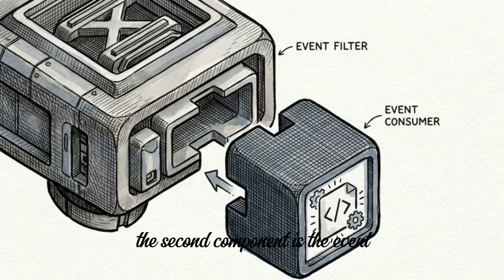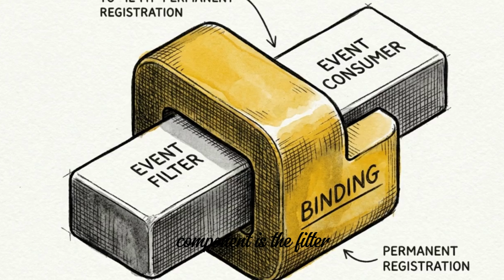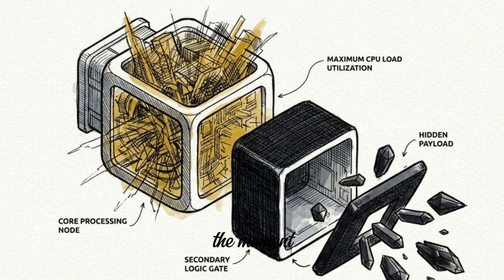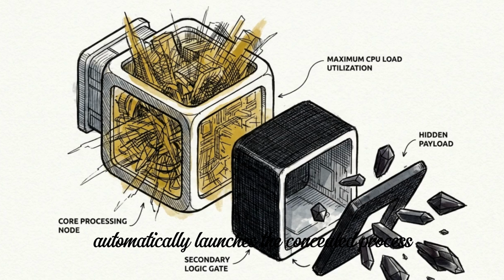The second component is the event consumer. This dictates the exact action to execute when the filter is triggered. It is typically a hidden PowerShell script or command line instruction. The final component is the filter to consumer binding. This acts as the permanent registration link, securely fusing the trigger condition to the hidden payload. Once this construct is compiled into the repository, the attacker steps away. The moment the operating system naturally reaches the defined trigger state, the WMI framework automatically launches the concealed process.